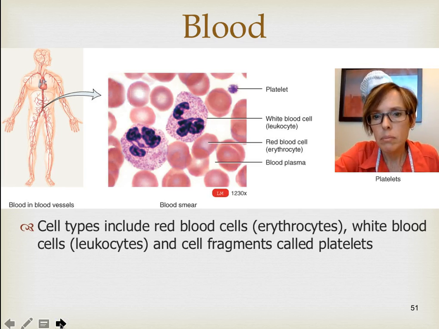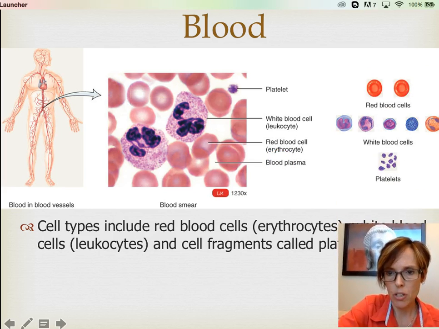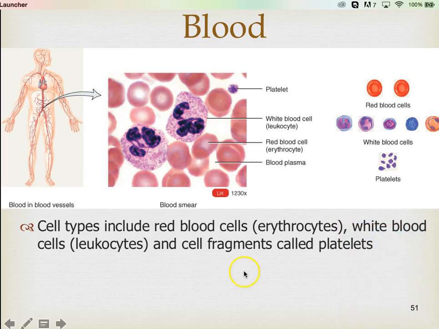So blood, you have different types of cells. Let me move my image again. Actually, you know what? I'll just get rid of it for now.